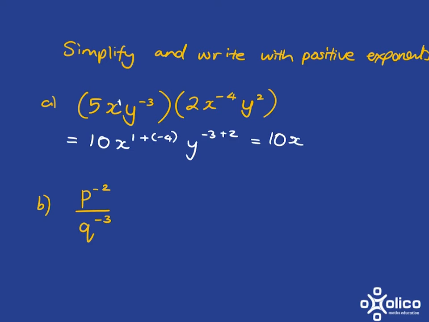X, 1 minus 4 is negative 3. And negative 3 plus 2 is negative 1. And they've asked us to write them with positive exponents. So the 10 just stays a 10, but x to the negative 3 becomes x cubed in the denominator, and y to the negative 1 means y needs to go to the denominator. It'll be y to the 1, but we know y to the 1 is just y.